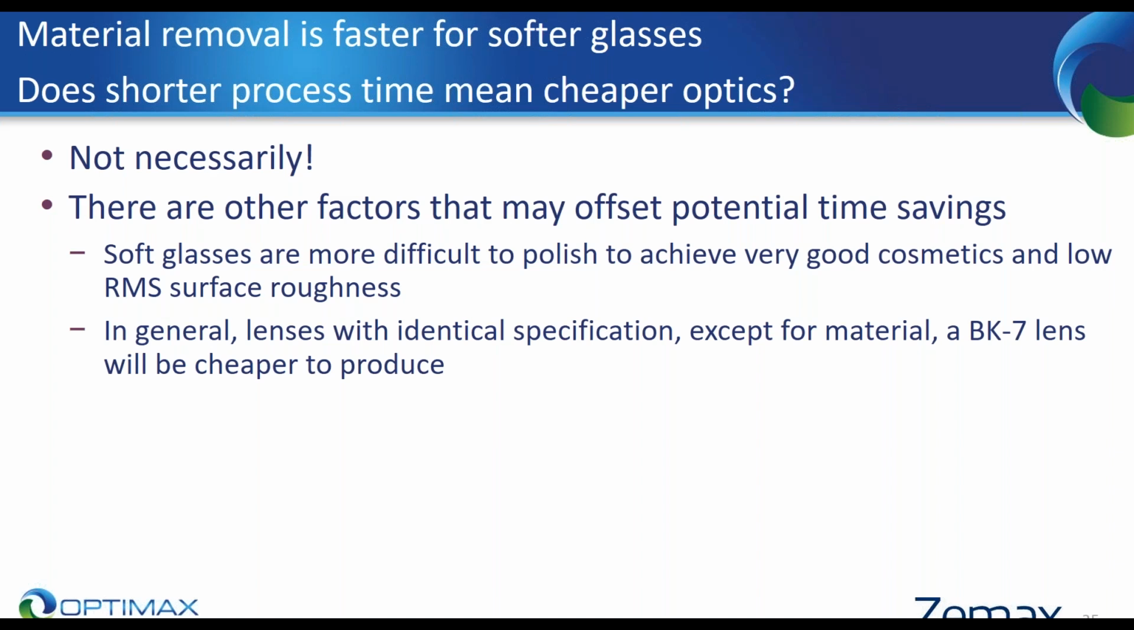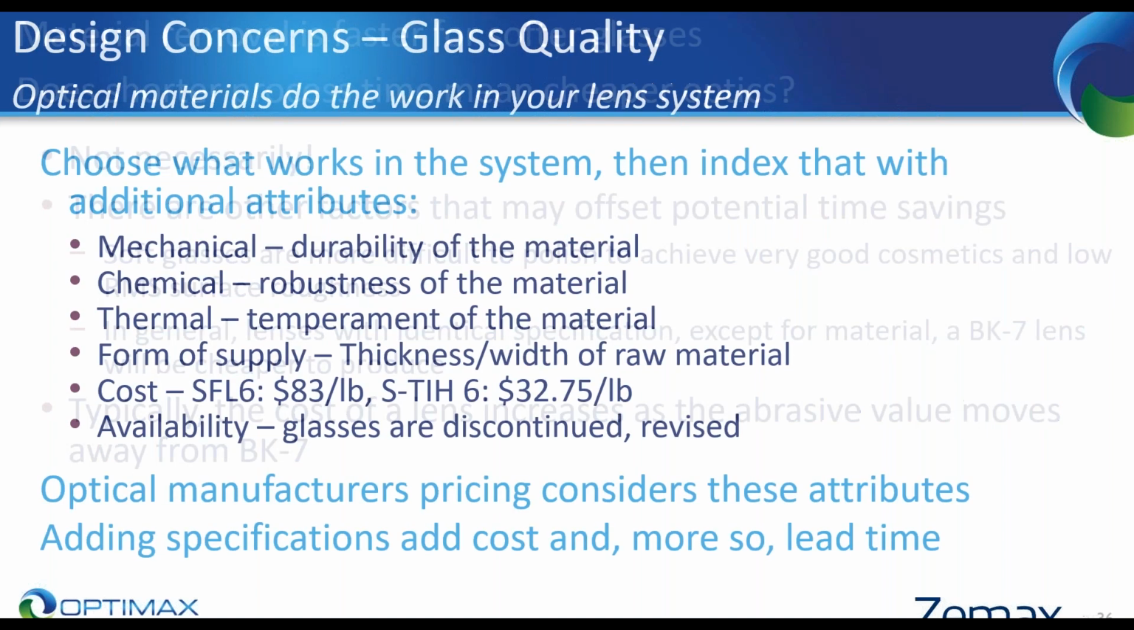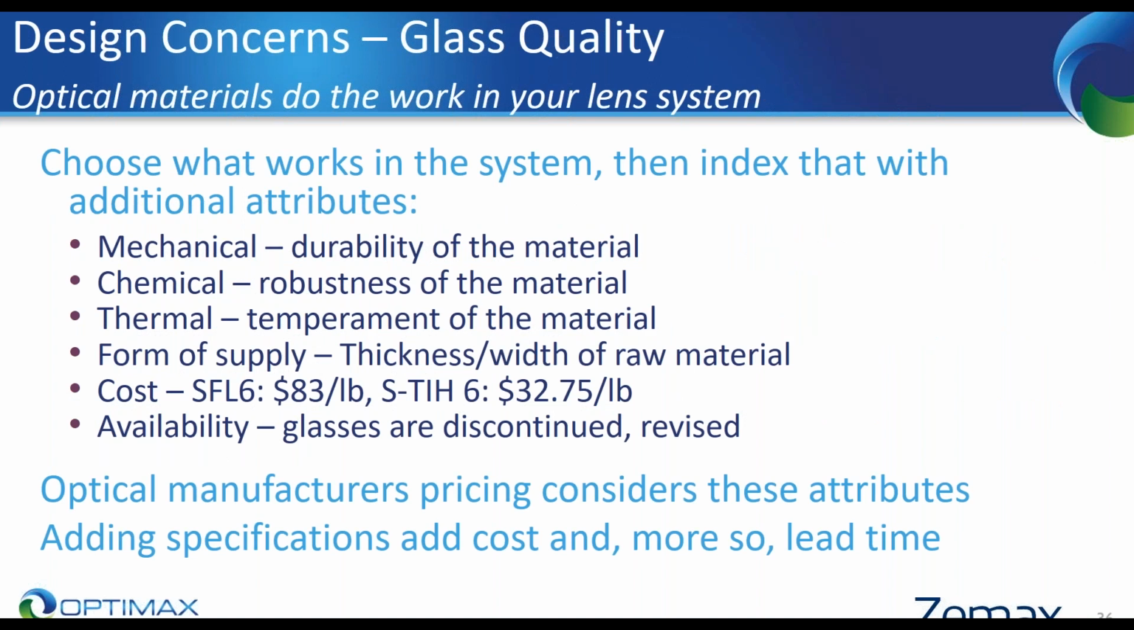So in general, for lenses with identical specifications except for material, a BK7 or borosilicate lens will be cheaper to produce. And I mentioned before, borosilicate glasses are often used as the baseline for looking at material cost. It's also the baseline for a lot of mechanical, thermal, chemical, pretty much every property. If you move away, either higher or lower, from BK7, it's probably going to be a little bit more expensive or more difficult to fabricate.